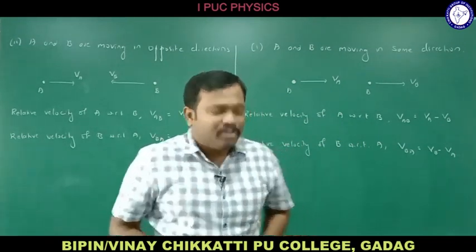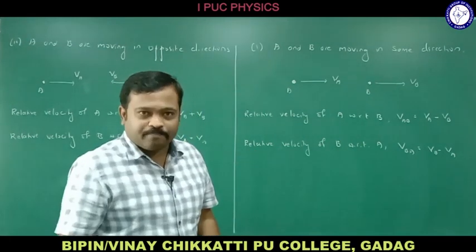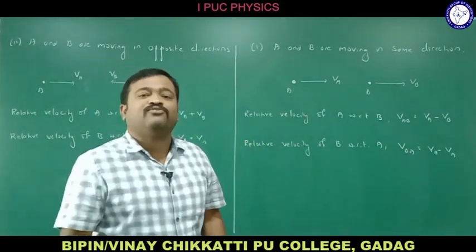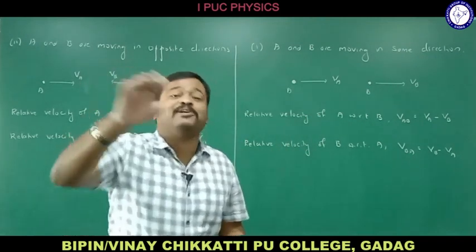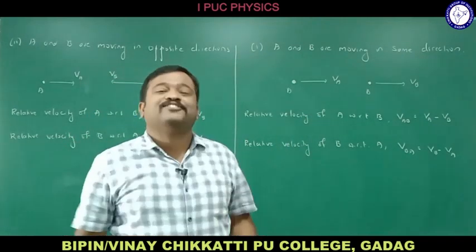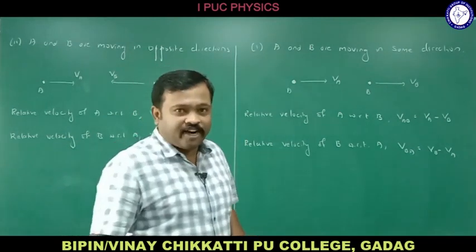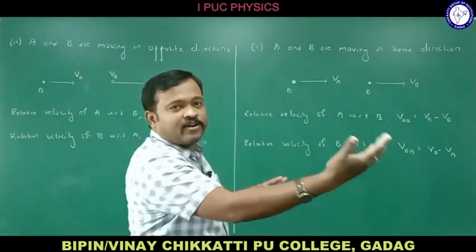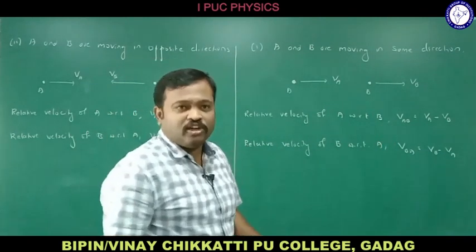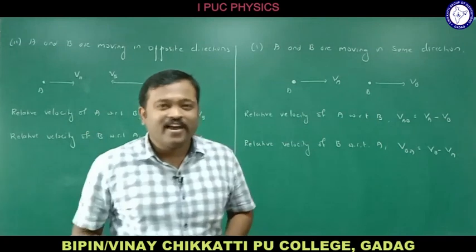For example, if you are traveling at 60 km per hour and the opposite vehicle is coming at 40 km per hour, you feel that the opposite car is going about 100 km per hour. Means you are adding the velocities, right? Usually we feel that, right? Whenever we are traveling, the vehicle coming in the opposite direction, you feel that it is moving with a faster velocity, zoom, zoom.